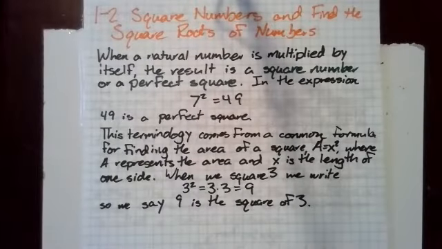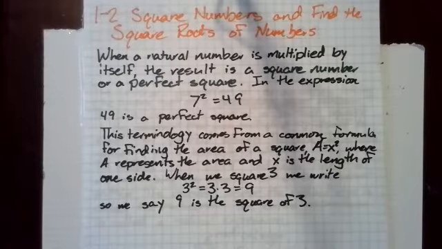In this video, we will look at square numbers and find the square roots of numbers. When a natural number is multiplied by itself, the result is a square number or a perfect square. In the expression 7 squared equals 49, 49 is a perfect square.